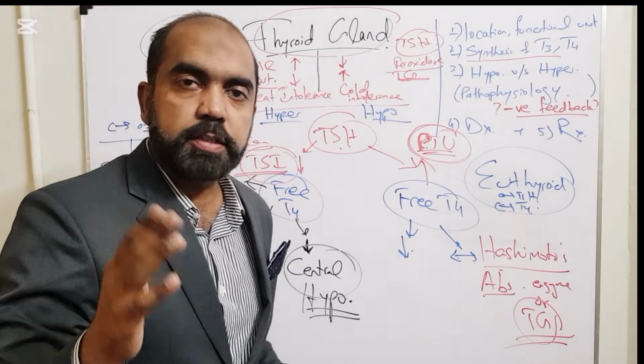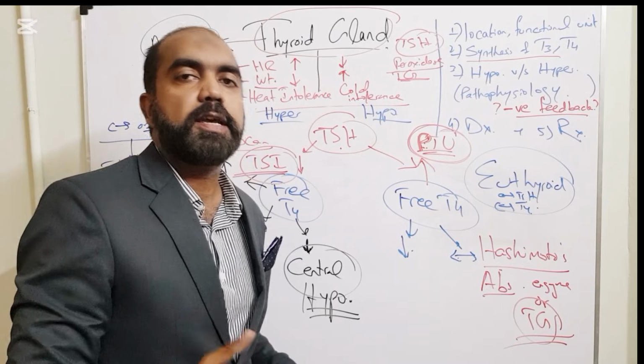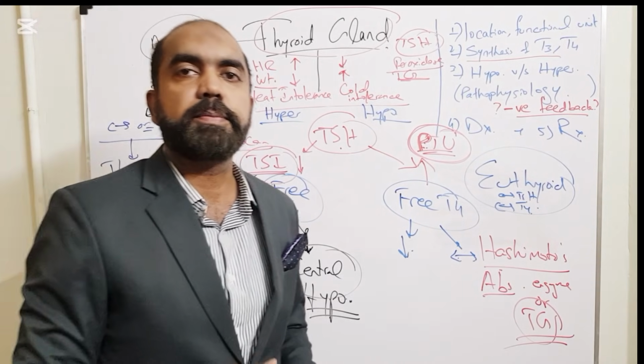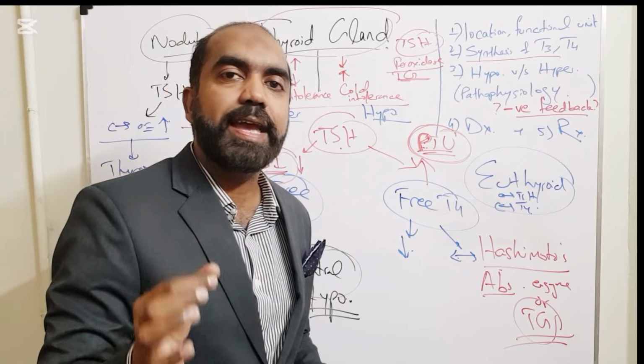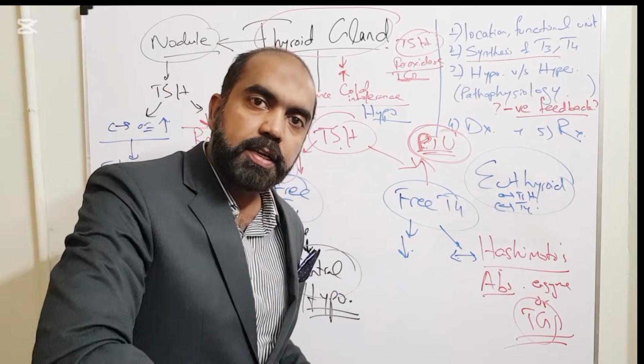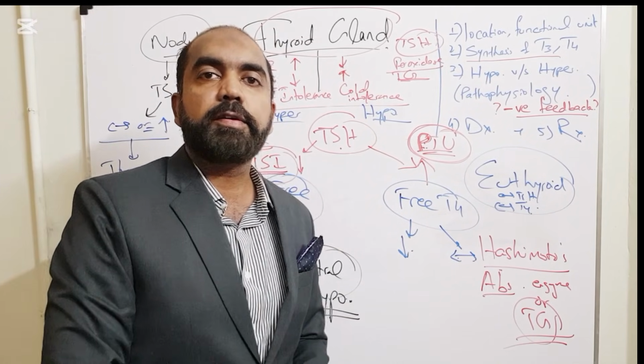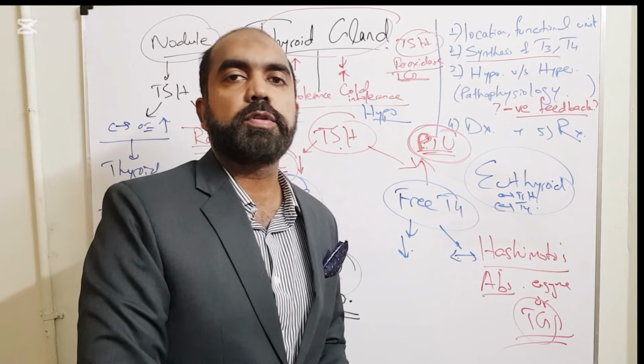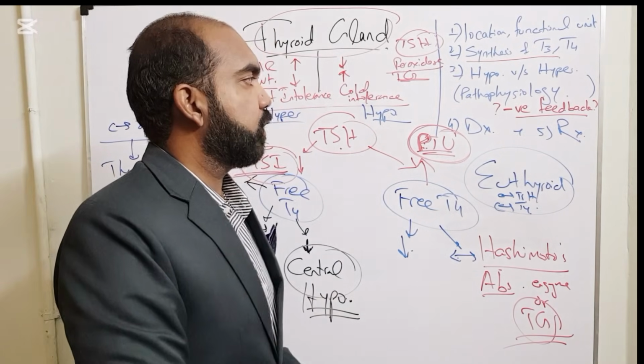But with antithyroid drugs, you need to monitor the liver function test and, of course, the CBC, the complete blood cell count, because sometimes the antithyroid drugs can lead to agranulocytosis. That means decreased granulocytes, decreased neutrophils. So that can be a matter of concern. So that's why you should monitor the CBC and the liver test.